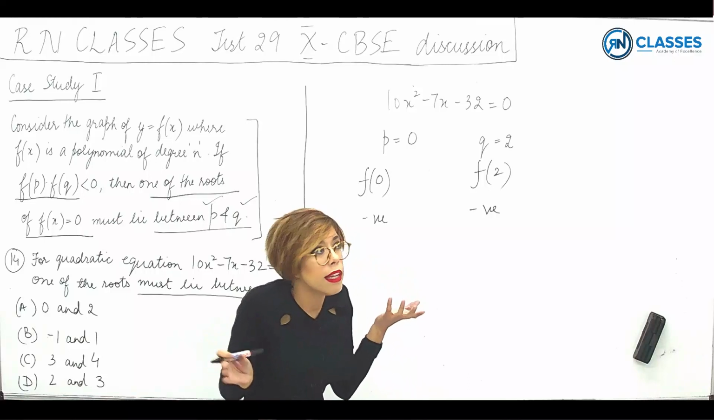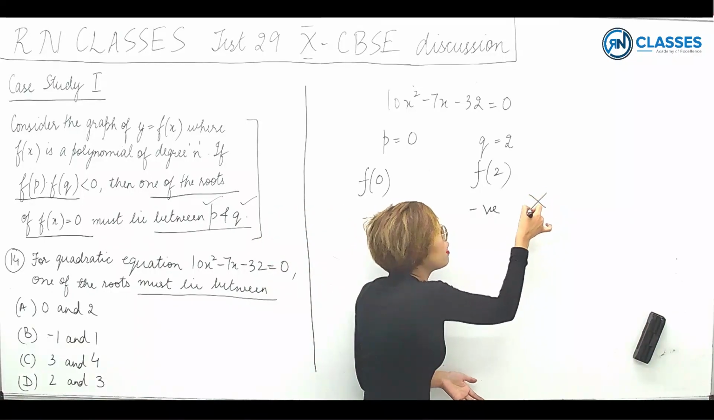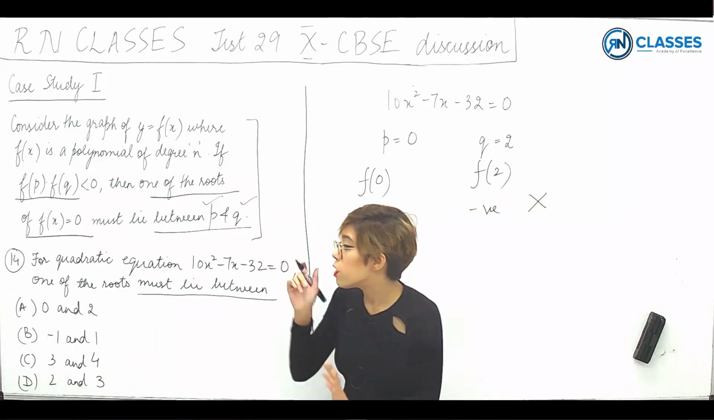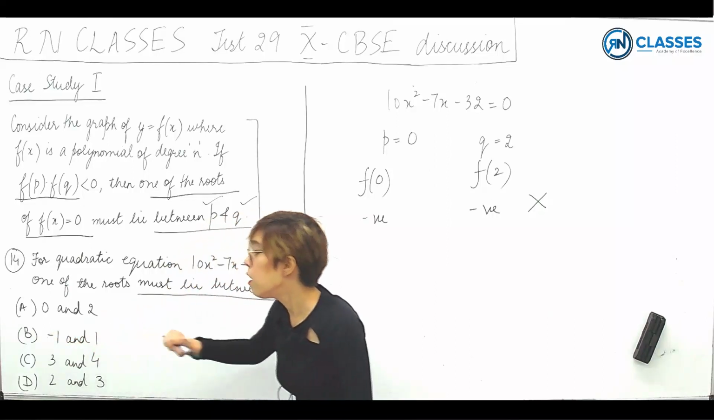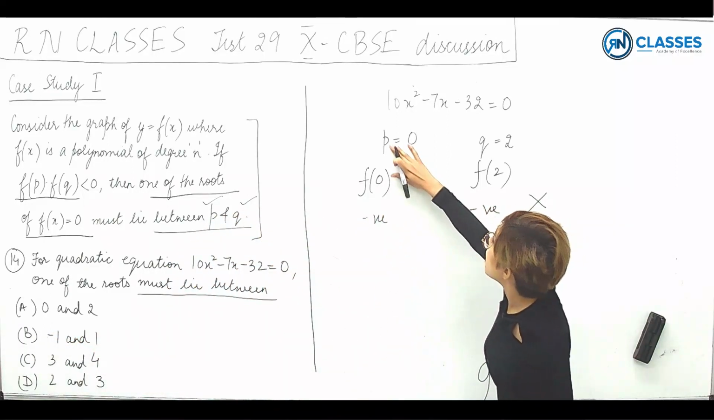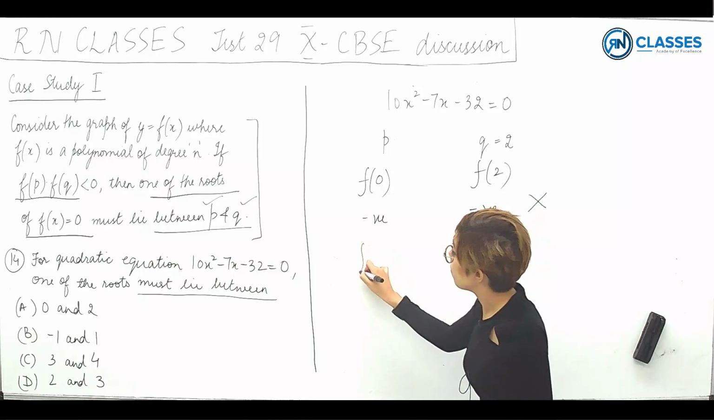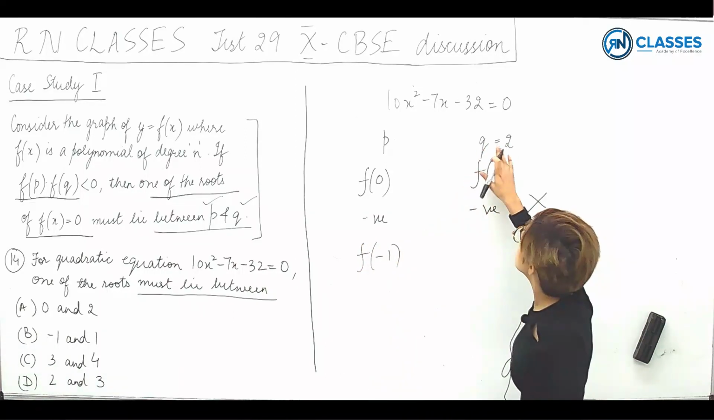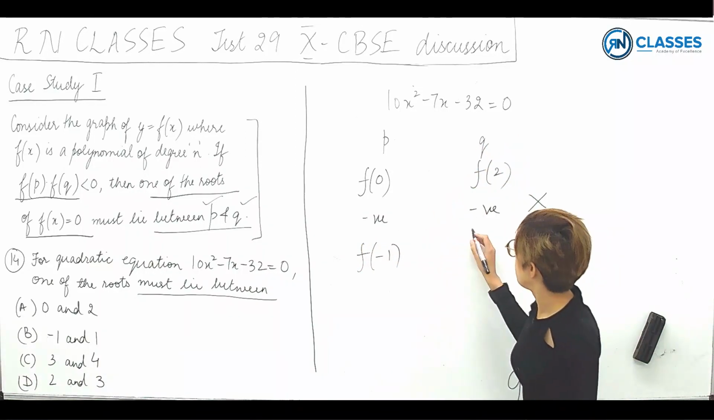So I need to apply it. So I can't say anything about it right now. Right. So let's check the other options: -1 and 1. So let's take P as -1 and let's take Q as 1.